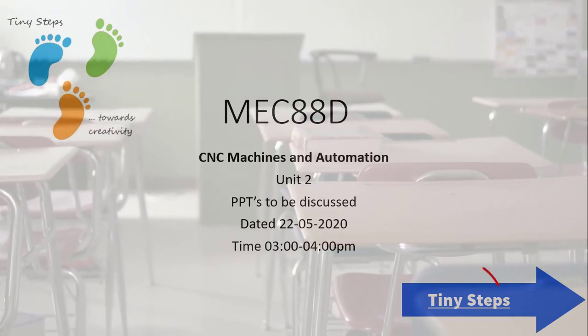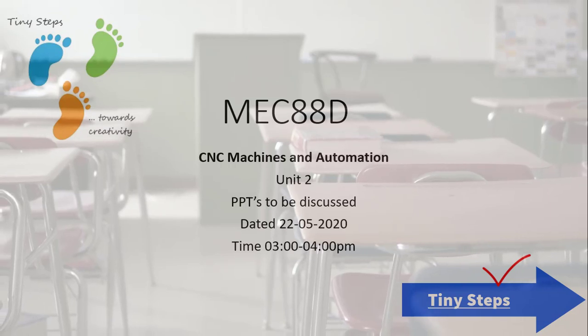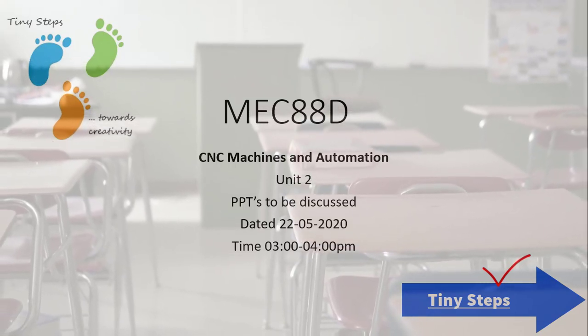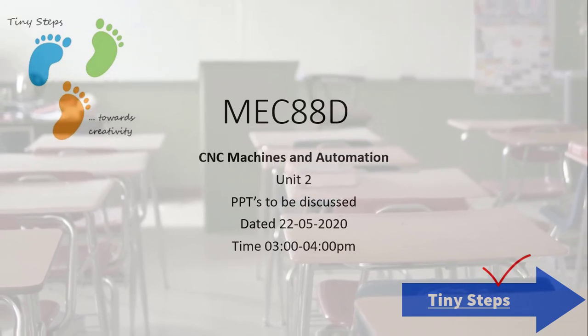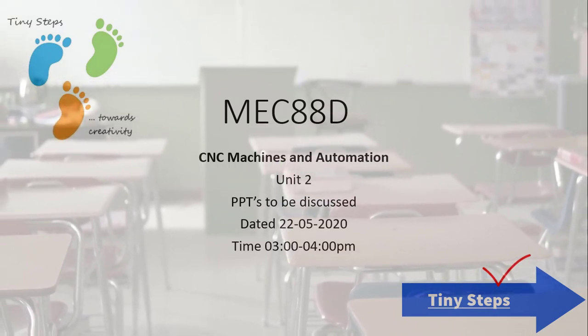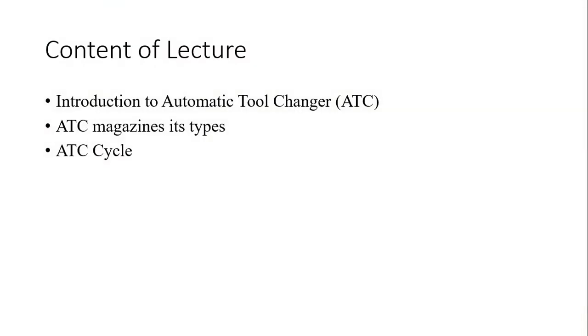We were discussing unit number 2 and we have discussed the very major topics of unit number 2. Now we are going to discuss another very important and major topic of unit number 2, which is used in the construction of CNC machines, which is ATC. In short, it's called automatic tool changer. That is how the tool of a CNC gets changed automatically.